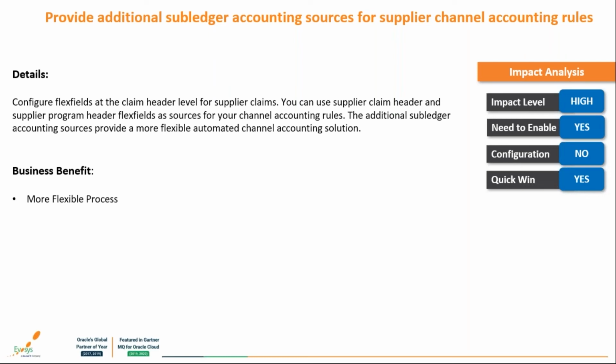For supplier claims, set a flex field in the claim header. For your channel accounting rules, you can use the flex field in the supplier claim header and the supplier program header. With the extra subledger accounting sources, the automated channel accounting system becomes more adaptable. The business benefit is a more flexible process. Impact level is high. You need to enable this feature. There is no need to configure this feature, and of course, it's a quick win.